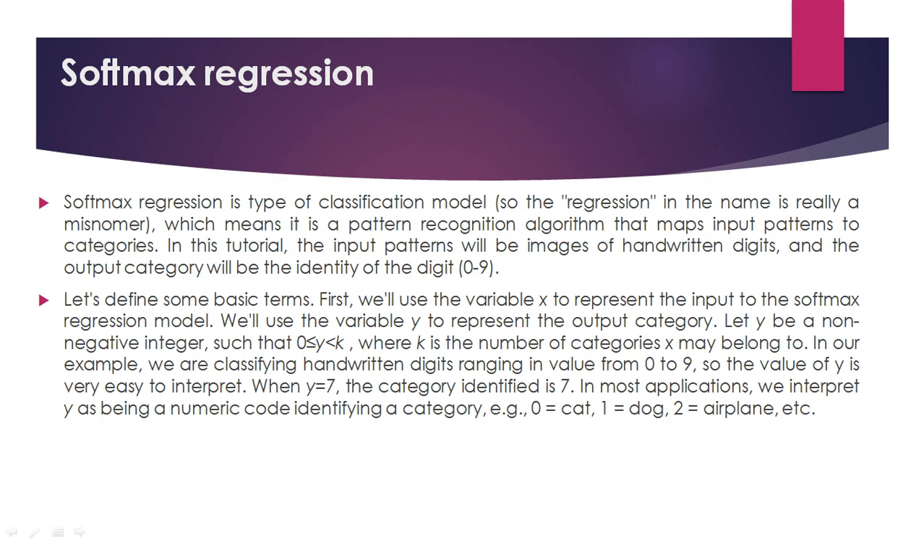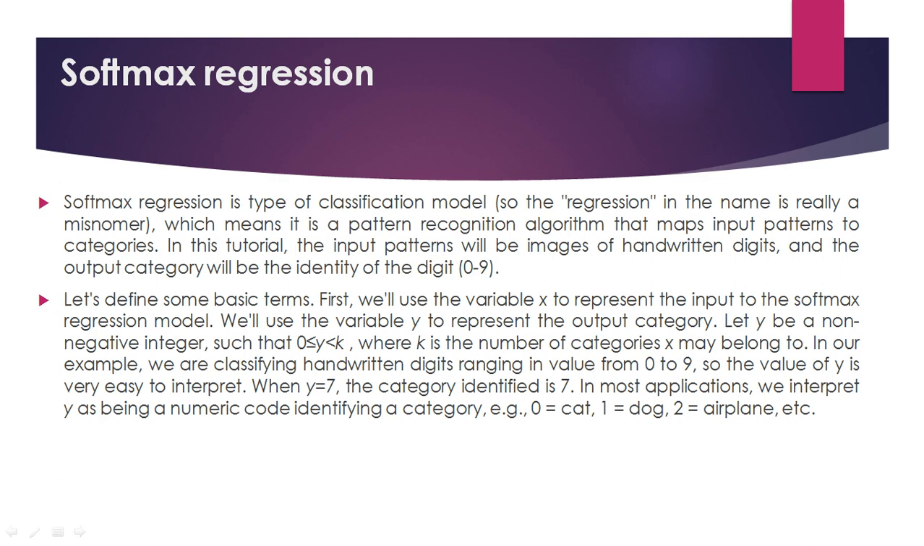Let's define some basic terms. First, say x is the input variable and y is the output variable, and suppose y is between the values 0 to k. The k is the number of categories that x may belong to. In this example, if we are classifying handwritten digits with values between 0 and 9, the y value is very easy to interpret. If y is equal to 7, it means the category identification is 7.